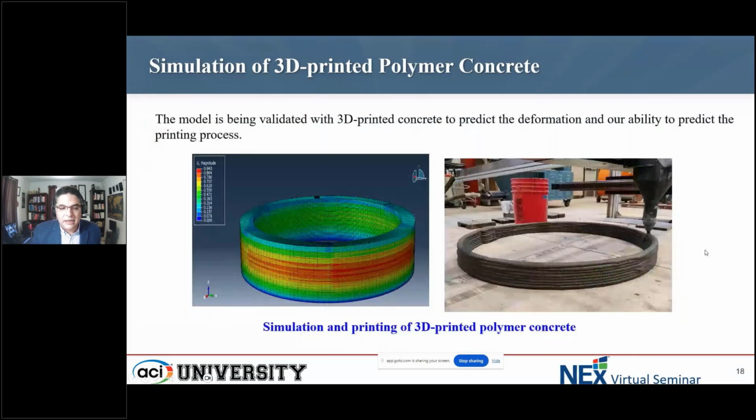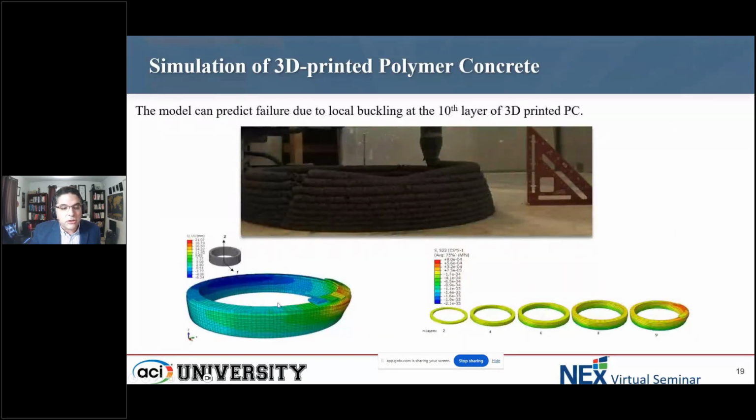We're showing here the simulation and the 3D printed polymer concrete that we did, this is the 60 MPa polymer concrete. We use this to also try to figure out failure. So in the finite element model, you see we are expecting, once we reach this number of layers, we are going to start having failure here, which we actually started seeing at about the 10th layer. We can now go back in the model and see the evolution of the stresses and the deformations happening at different layers as we are printing.